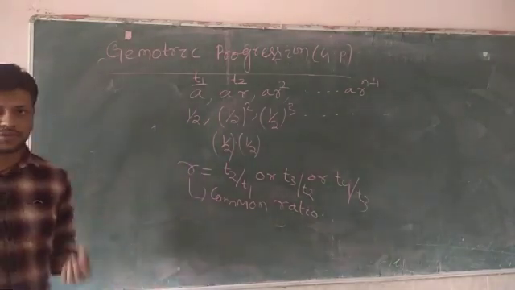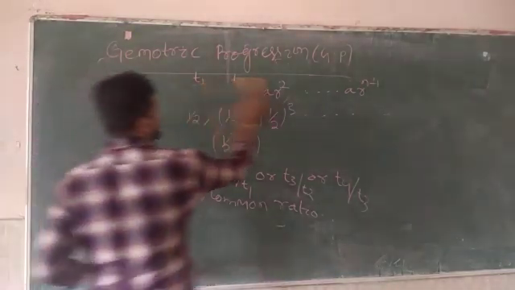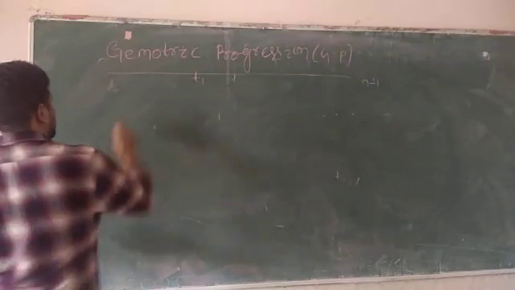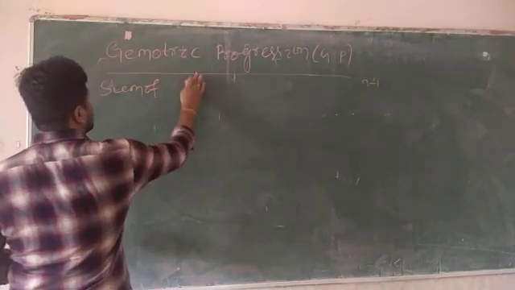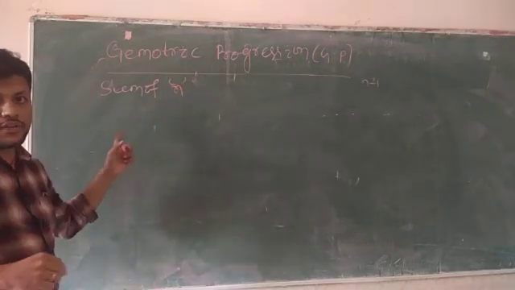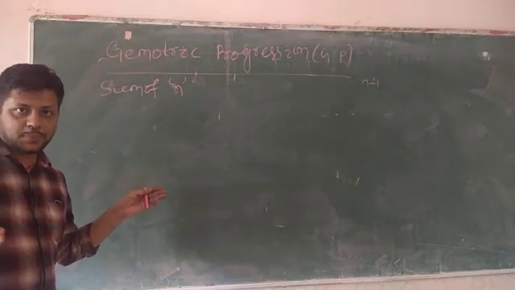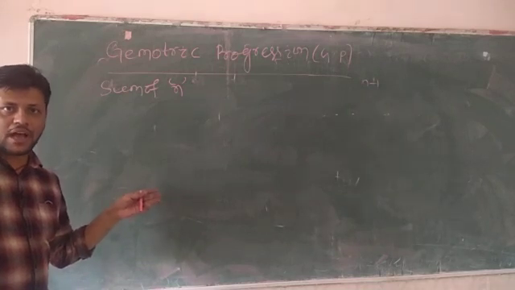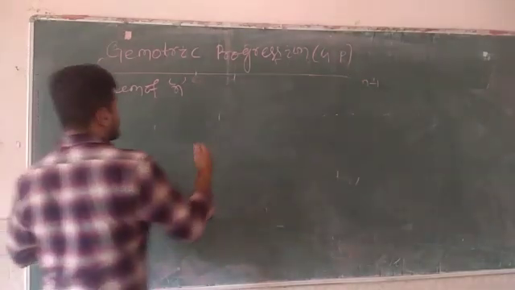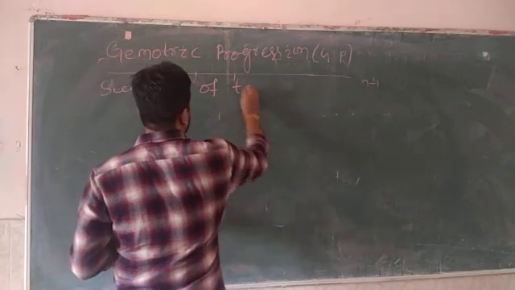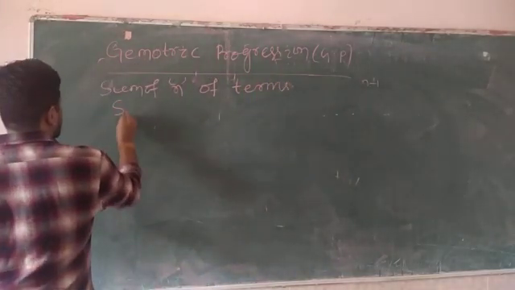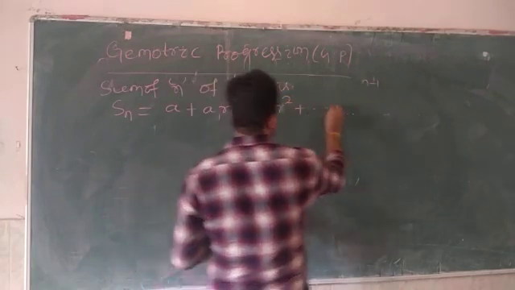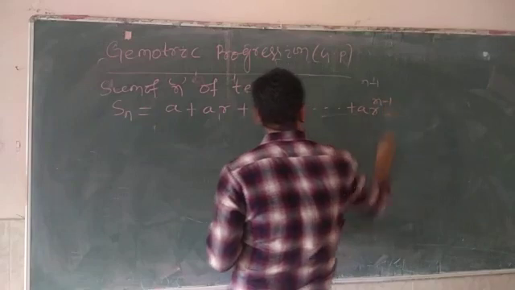Now if the series is in GP, what will be the sum of n terms? This is very important, so please note it down. The sum of n terms means we have a GP series with a finite number of terms. That n can be 10, 11, 12, 15, anything. The sum of n terms is Sn is equal to a plus ar plus ar square plus up to ar to the power n minus 1.